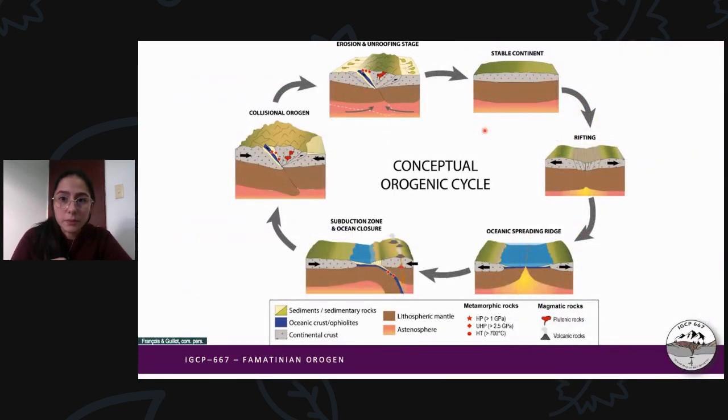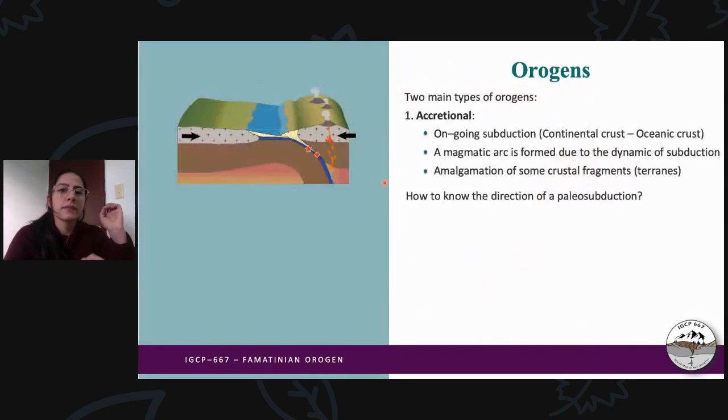Let's start with some important concepts. In the Wilson cycle, there are two well-known processes that create orogens. These are the subduction zone and the collision of continents. During a subduction zone, the resulting orogen is called an accretionary orogen, while the orogen from the collision of two continents receives the name of collisional orogen.